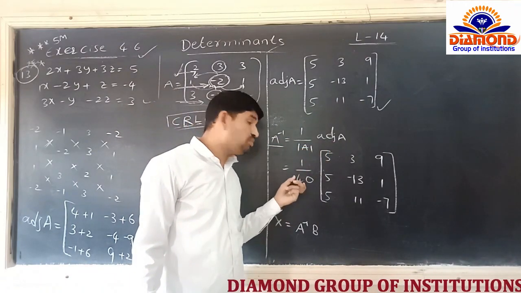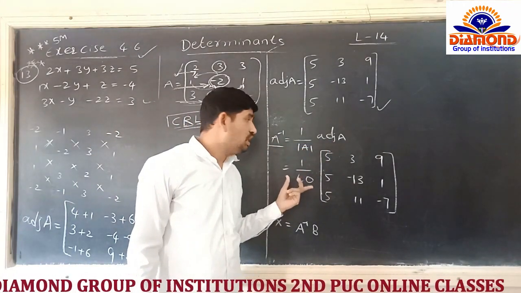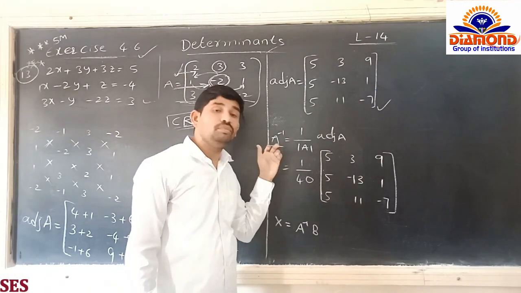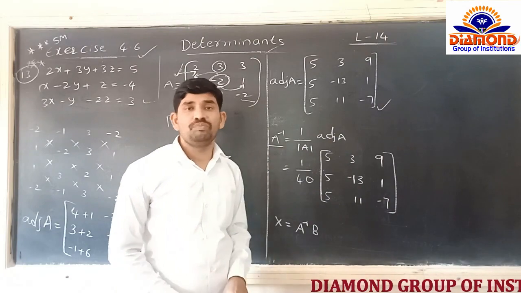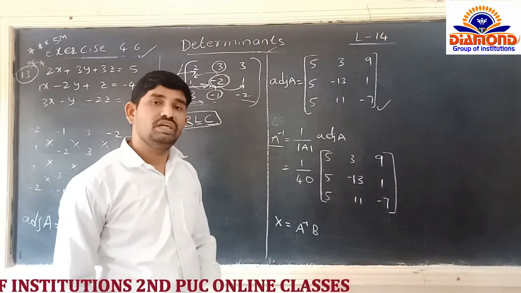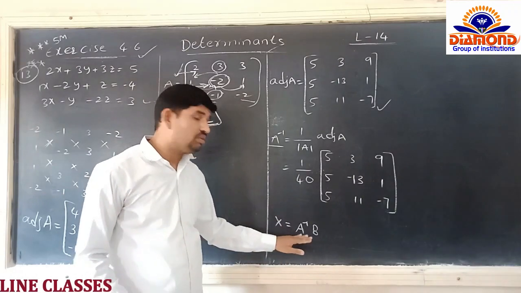By determinant of A we have completed, that is 40, and what about the inverse? This is the inverse we are writing here. Next, having the A inverse, what we have to do? Again we have to do this one, X is equal to A inverse into B. Yes or no? X is equal to A inverse into B.